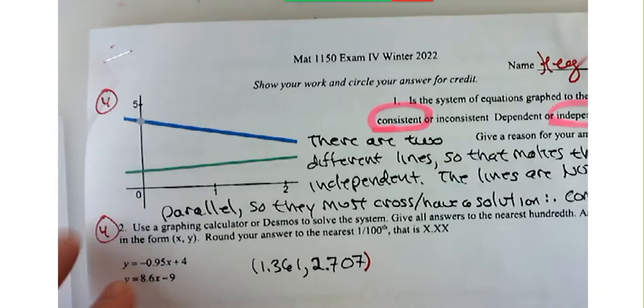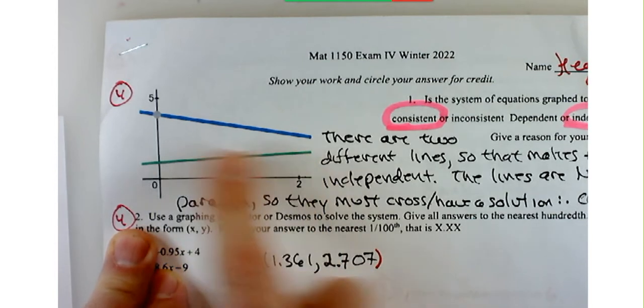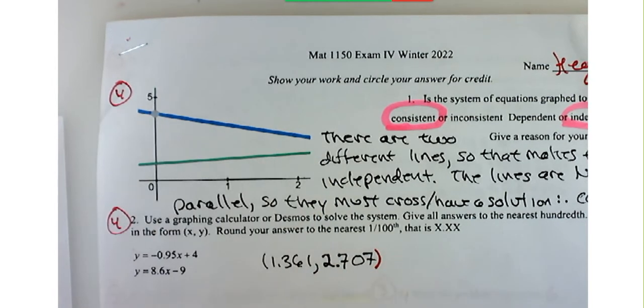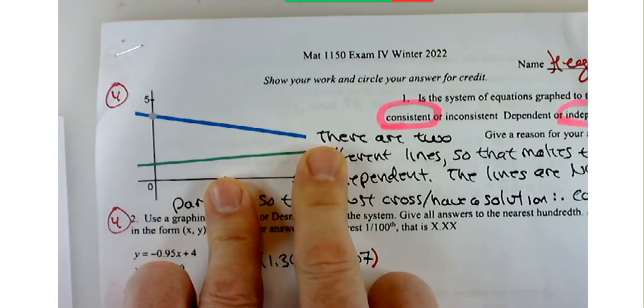They have to meet. So this is a graph of a system of equations. It's going to be consistent if the lines meet. Well, the only way the lines won't meet is if they're parallel. So these are clearly not parallel. Even though it doesn't show the point of intersection, they have to meet because they're not parallel.